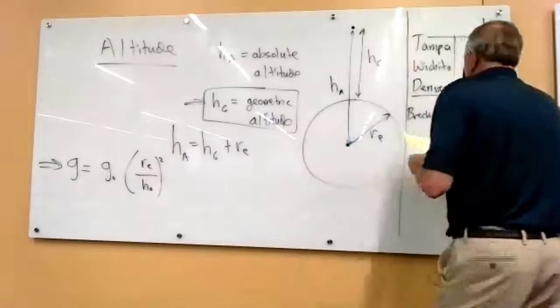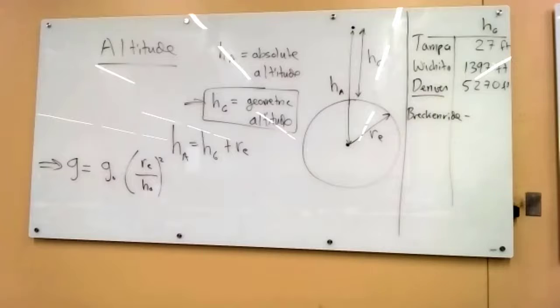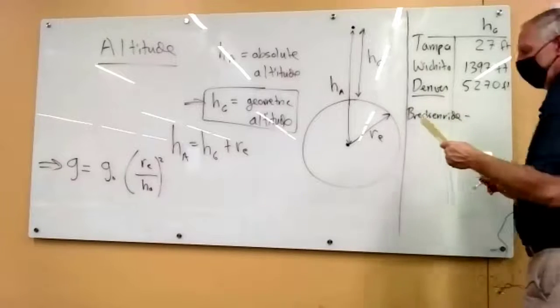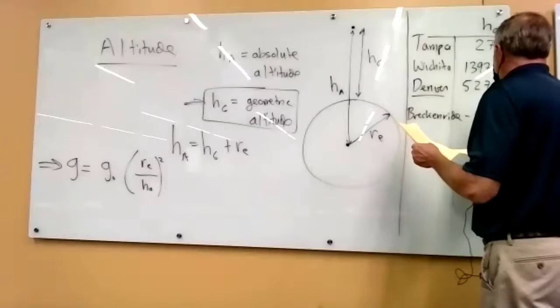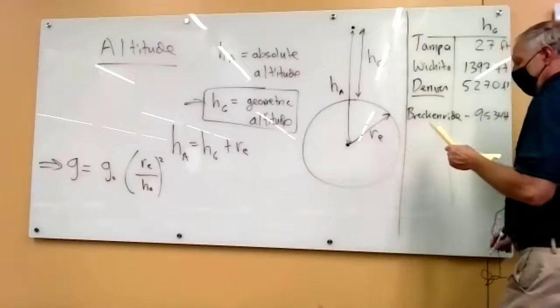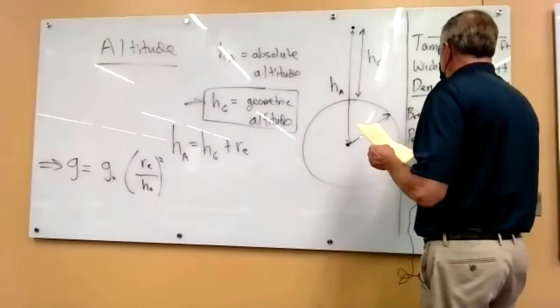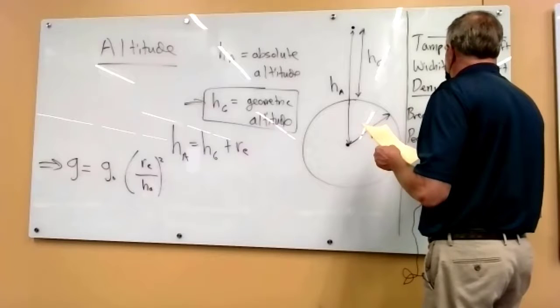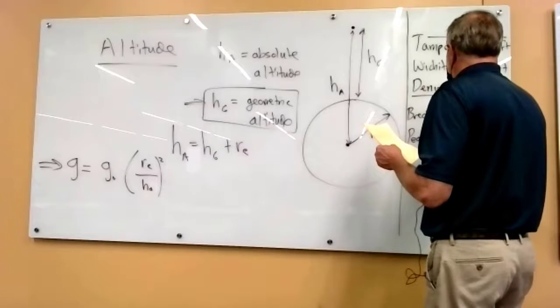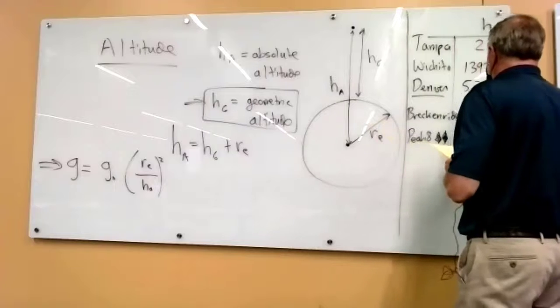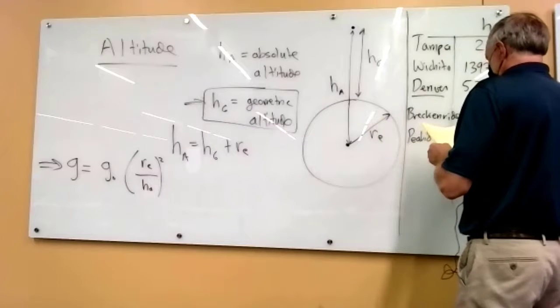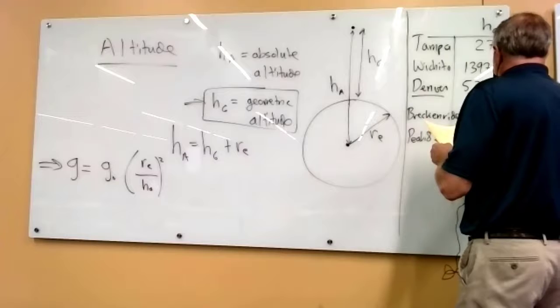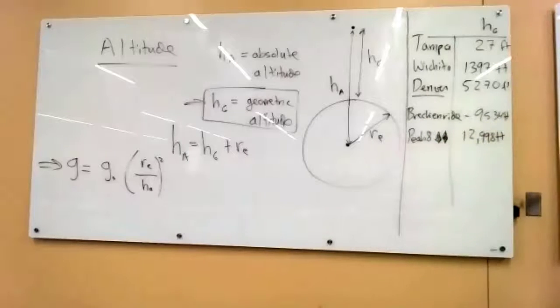Running out of room. Breckenridge, the town of Breckenridge, it's a ski town. It's at 9,534 feet. And then if you go to Peak 8, the double black diamond bowls, that I've never skied because I'm not good enough, 12,998 feet. We know the density goes down as you go up there, right? Because it's a lot harder to breathe when you're way up on the top of the mountain.